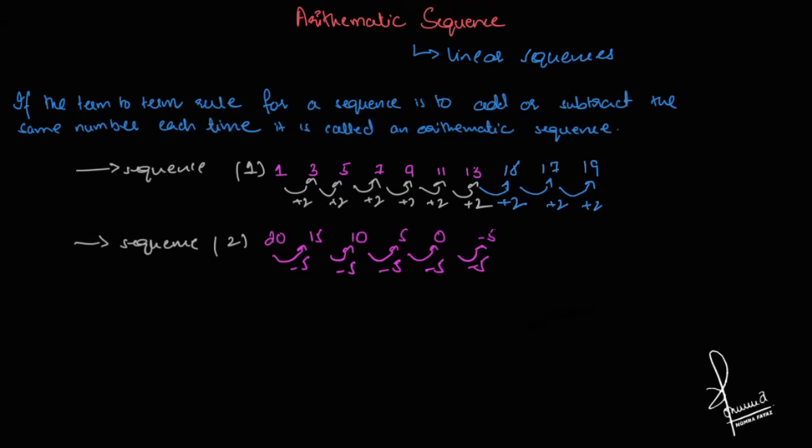इसी तरह इसकी next 3 terms क्या हो जाएंगी? I will subtract 5 again, which is going to equal to minus 10. I will subtract 5 again to get to minus 15, and I will subtract 5 again to get to minus 20. ठीक है, तो the next 3 terms for this are 15, 17 and 19, and for this minus 10, minus 15, minus 20.